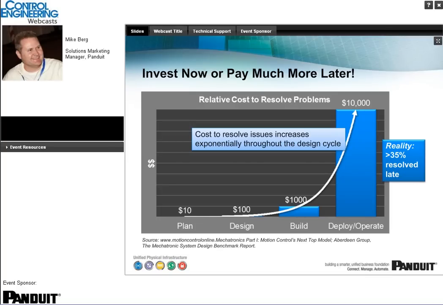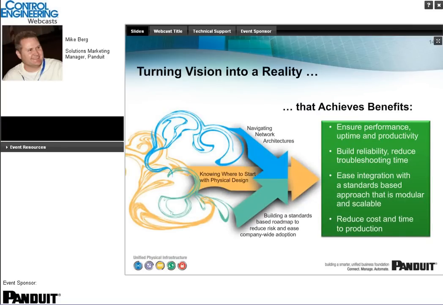So for the rest of the presentation, we're going to switch gears a little bit, and Bob Elliott is going to outline some of the steps that can help turn your network vision into reality. So he's going to give us kind of a primer for the physical design in the industrial network.